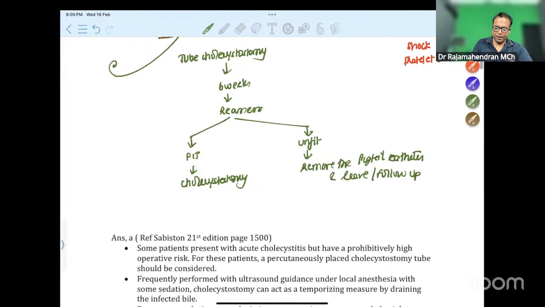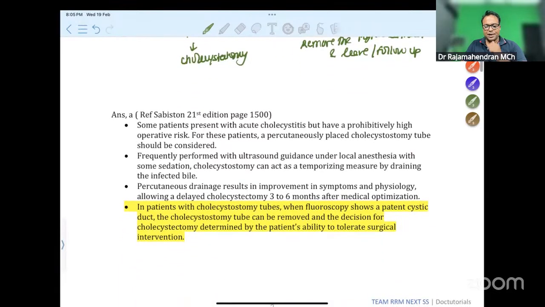That is another point. Some patients with acute cholecystitis have a high operative risk. For these patients, a percutaneously placed cholecystostomy tube should be considered. It is performed under ultrasound guidance using local anesthesia. Cholecystostomy can act as a temporary measure. In patients with a cholecystostomy tube, when fluoroscopy later shows a patent cystic duct, the tube can be removed, and the decision for cholecystectomy is determined by the patient's ability to tolerate surgical intervention.